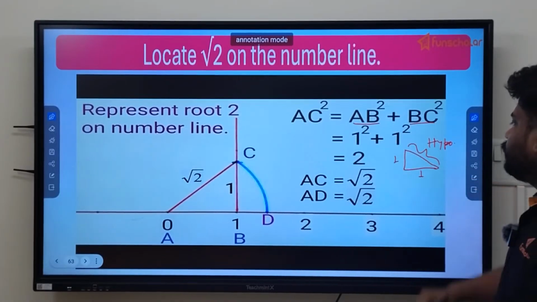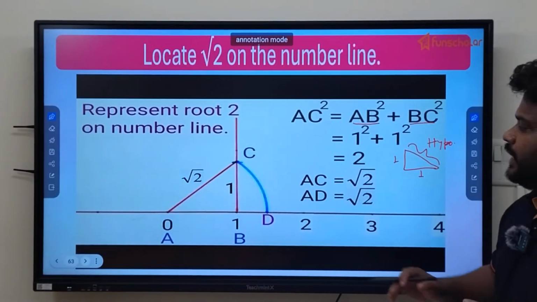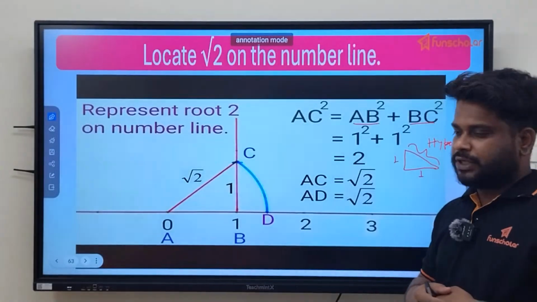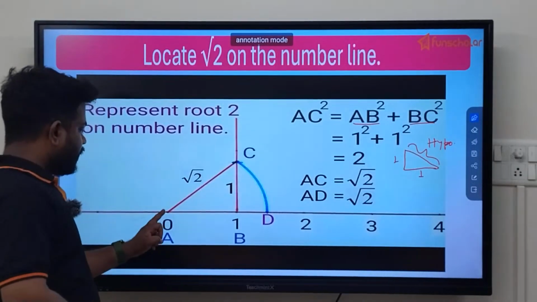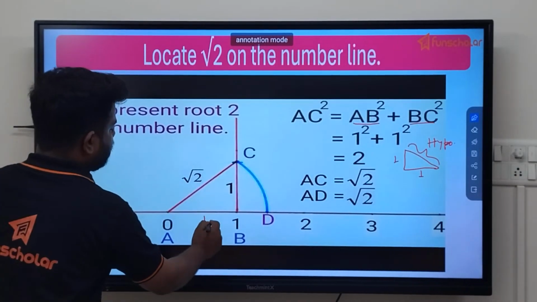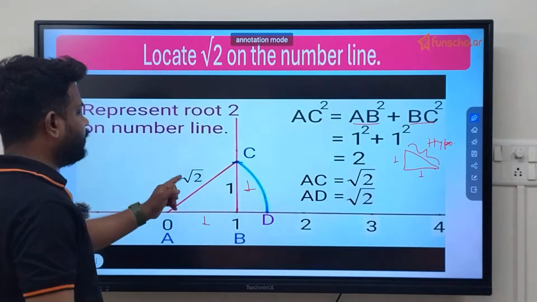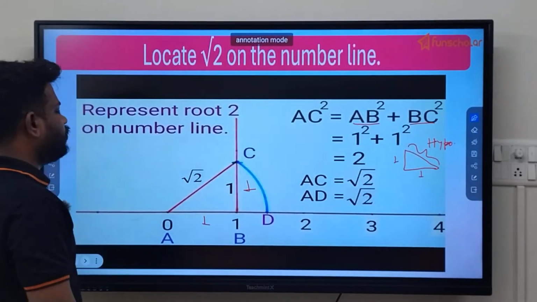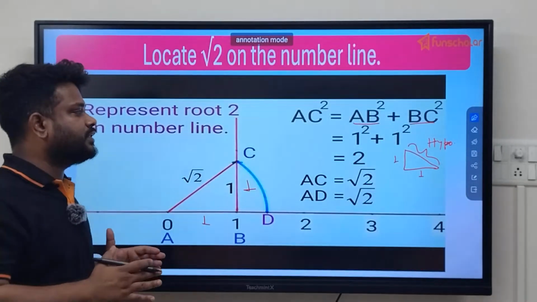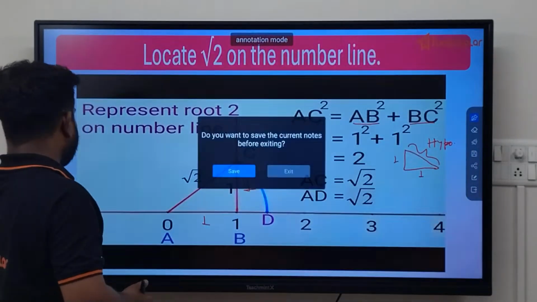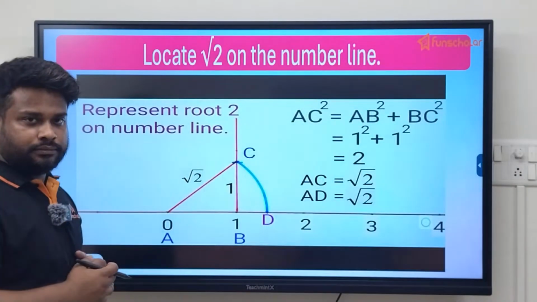Just like 1 square plus 1 square, and if we root it, it will be root 2, and we can place it in this point, just like this one. Okay, here from A to B, that is 1 unit, and from B to C, that is 1 unit. So the hypotenuse O to C will be root 2. So the root 2's position will be here, right? So by this process we can plot any irrational number onto a number line, right?